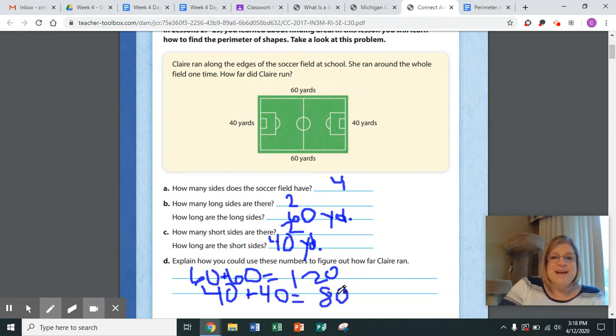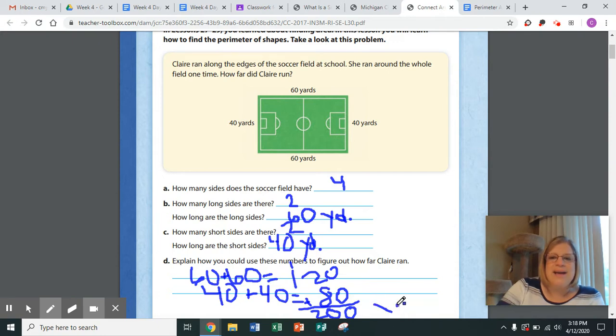And then what's our last step going to be, guys? Very good. 120 plus 80, and I'm going to just go like this and plus that. 0 and 0 is 0. 2 and 8 is 10. Put down the 0, carry the 1. 1 and 1 is 2. So 200 what? We've got to put our unit in there. Very good.